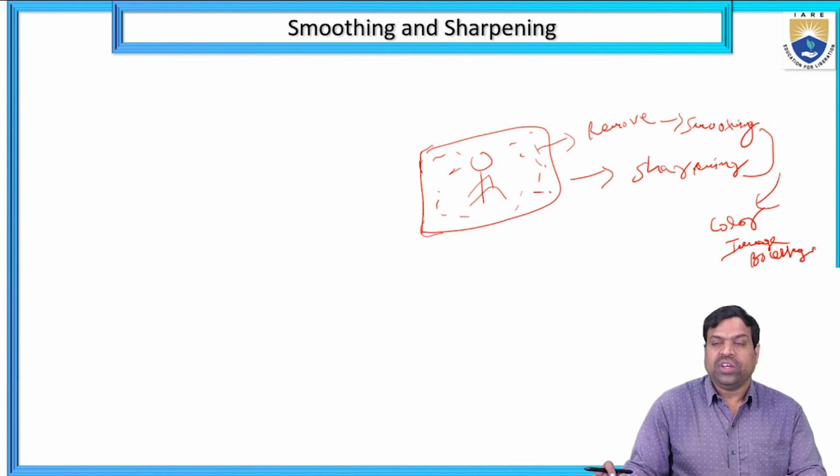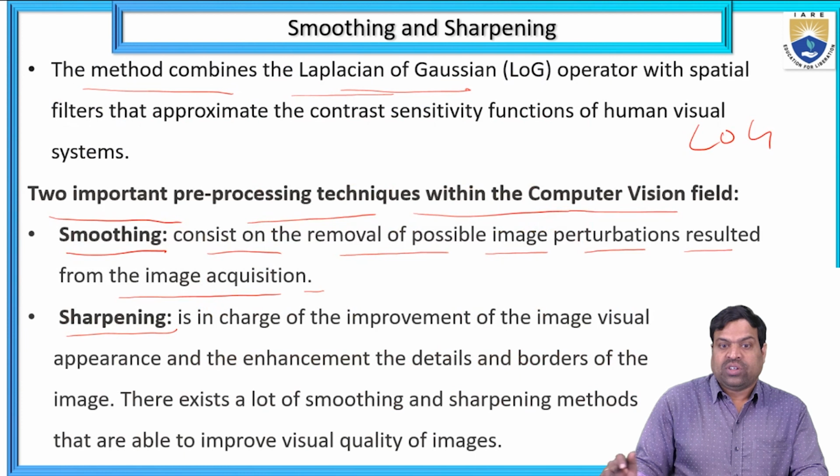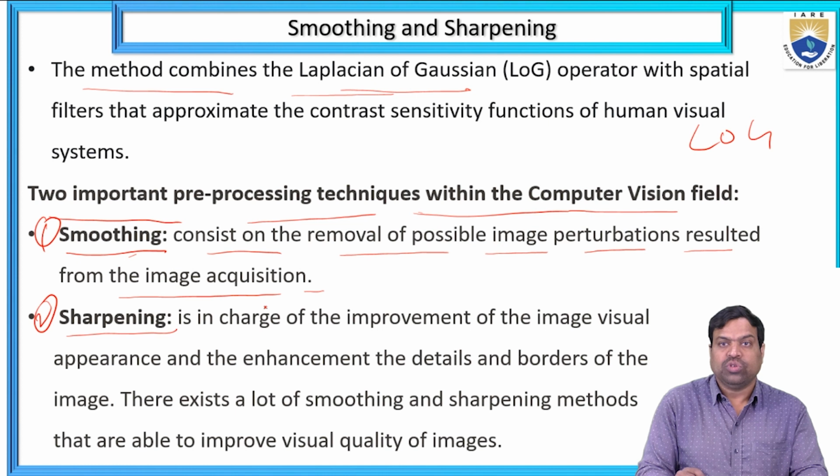Smoothing and sharpening are the major techniques, or transformations, or vector functions helpful for reducing noise, the removal of noise in the original image. There are two important processing techniques in the computer vision field. The first one is smoothing, the second one is sharpening. Smoothing consists of removal of possible image perturbations resulting from image acquisition.